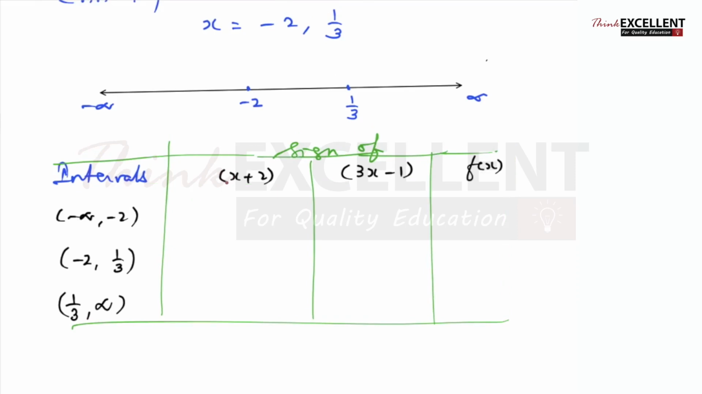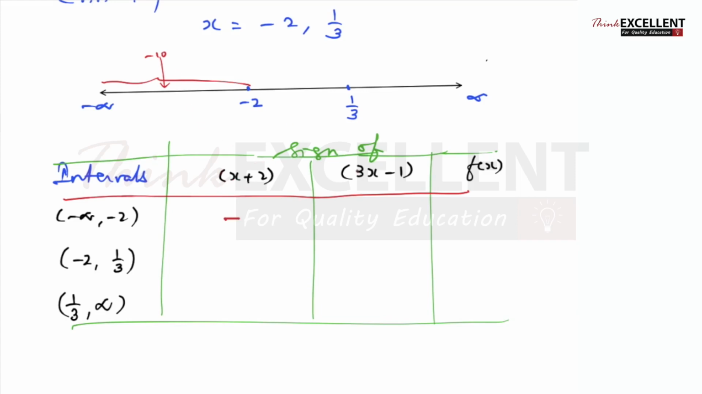Now you take the first interval. What's the first interval? Minus infinity to minus 2, right? In this interval, you take a representative number, any number between minus infinity and minus 2. For example, I am taking minus 10. You substitute in the first factor x plus 2: instead of x, you put minus 10. Minus 10 plus 2, minus 8. So it is negative. I don't want the value, I want the sign, positive or negative.